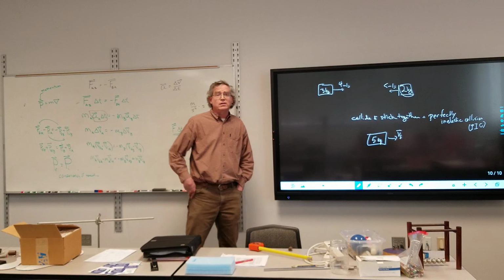I do want to point out that PI3 and P3I mean the same thing. I'm not consistent on which one I put first. This is the initial momentum of mass 3. So it would be the mass, 3 kilograms, times the velocity, 4 meters per second.